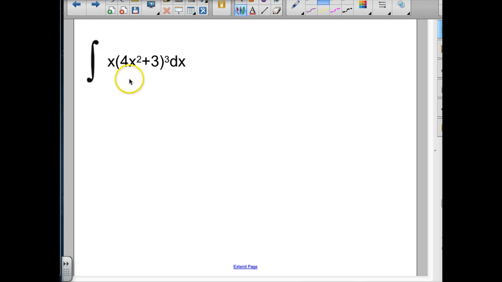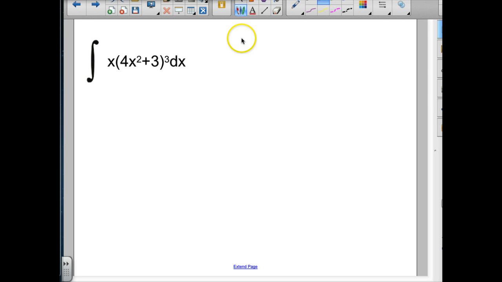Let's do another example. So we've got the integral of x times 4x squared plus 3 to the 3rd. If you wanted to, you could cube all this out and then distribute the x in. And you'd have to do it in that order. You cannot distribute an x into something that's raised to a power. But that's a lot of work. Our substitution will be a little bit easier.